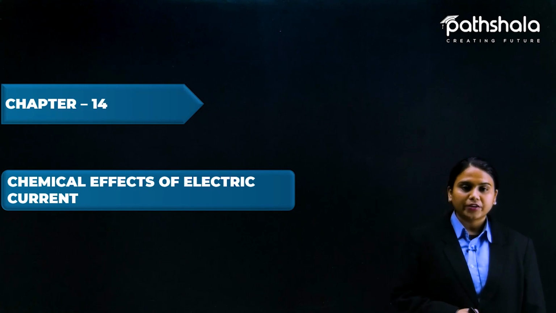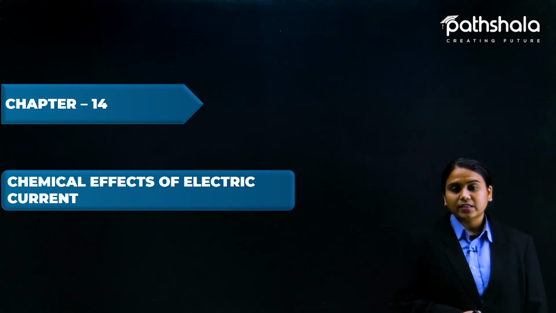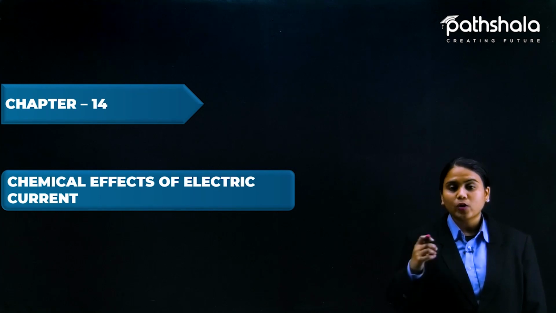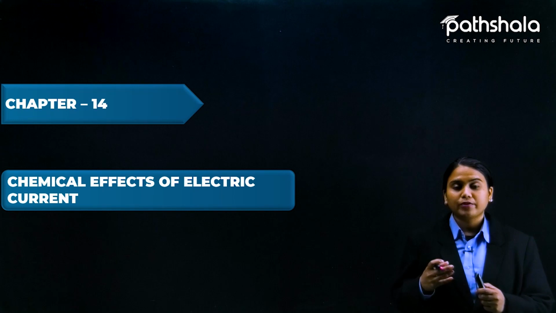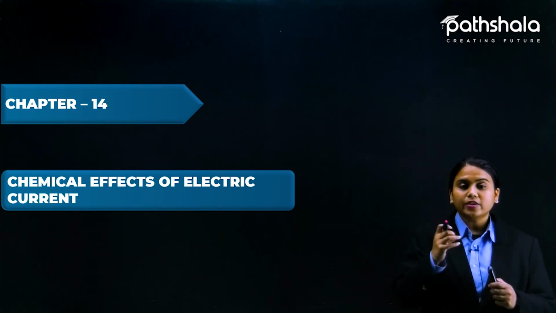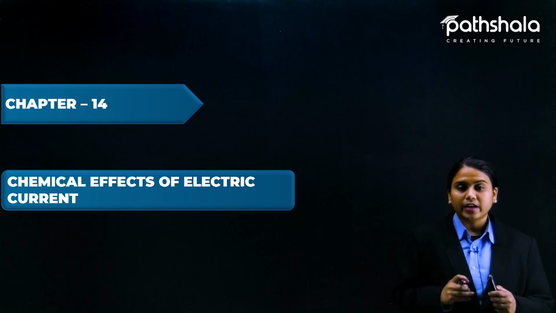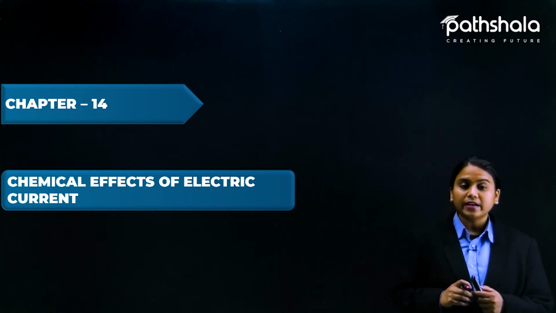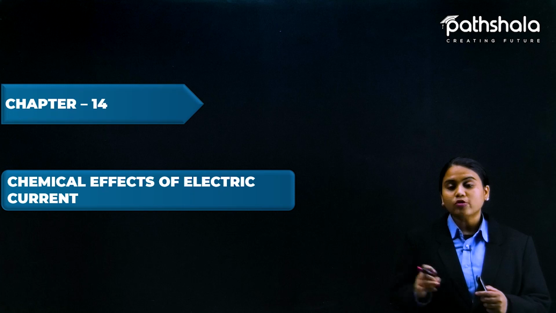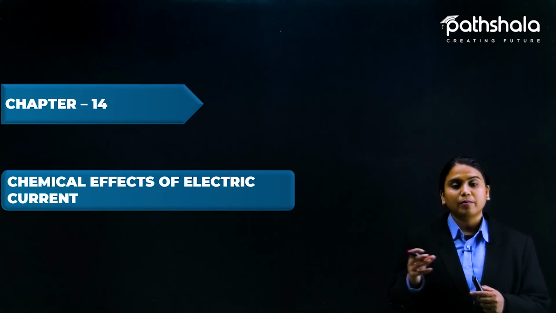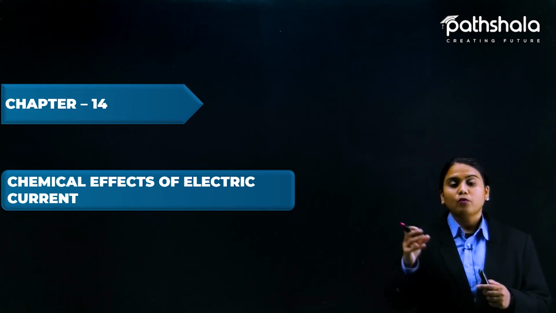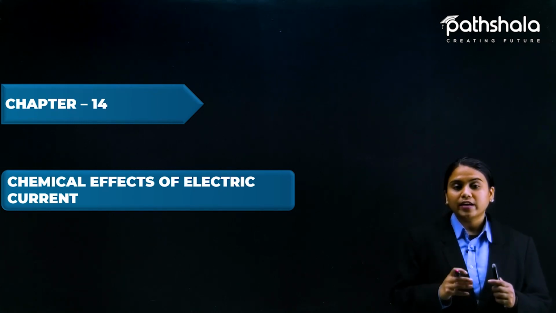We are going to start a new chapter today, chapter number 14, that is chemical effects of electric current. As the name suggests, electricity also has chemical effects. As you have seen in the electricity chapter, electricity can generate heat, light, and a magnetic field. Electricity can also give chemical effects. It helps in managing chemical reactions, so we get the definite product that we want to produce.